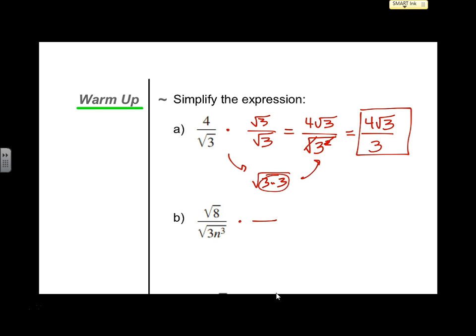Okay. And letter B, we're going to go on to that one, but while I answer Jordan's question, I want you guys to think about: is the radical alone? Now, there might be more stuff underneath it, but is it alone?